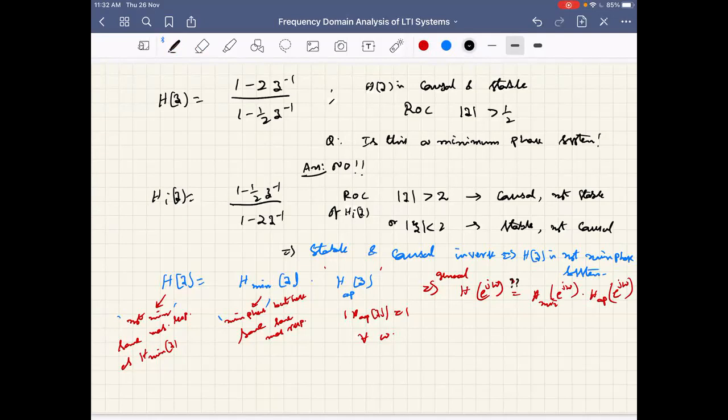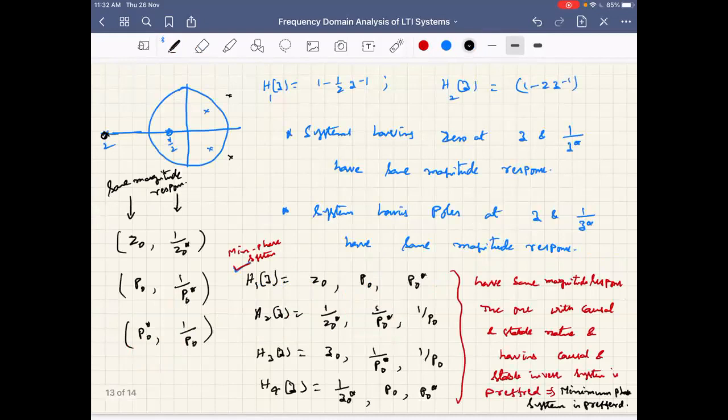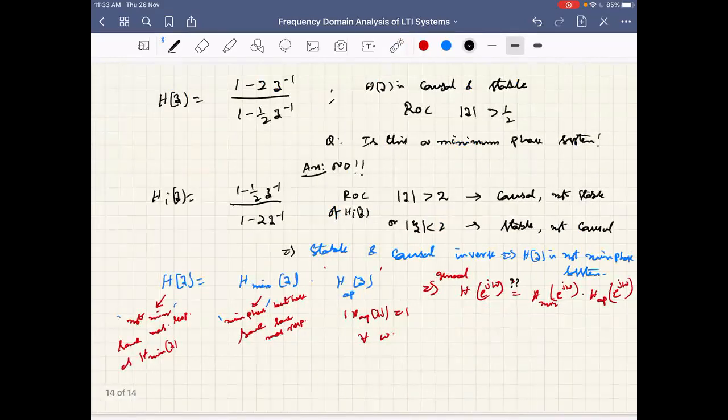We can always write the equivalent, for any given H of z. Even if I am given this H of z, I can write it and say that I have an equivalent system having the same magnitude response and the feature of minimum phase. That is, causal and stable, and the inverse is also causal and stable. Given this, can we find this, and also write H2 of z as H1 of z into an all pass system? That's our question now.